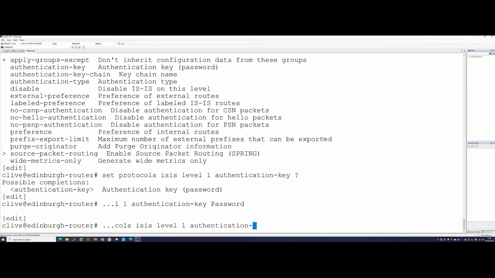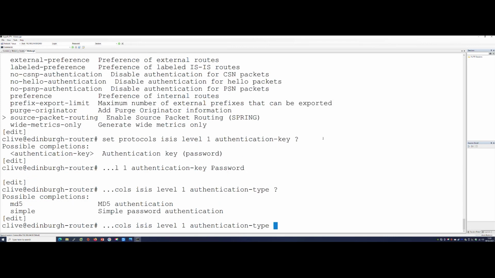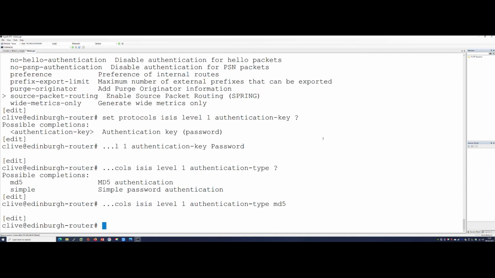We still want authentication, but this time we want authentication type, and it gives us MD5 and simple. Now, this will actually probably be a question in your exam if you're ever given this. What types of authentication are available under IS-IS, and it's MD5 and simple. Well, we're going to use MD5. Okay, and we're going to commit that.